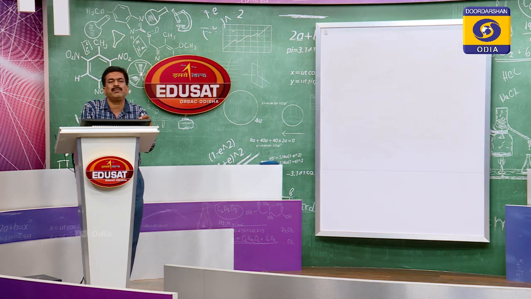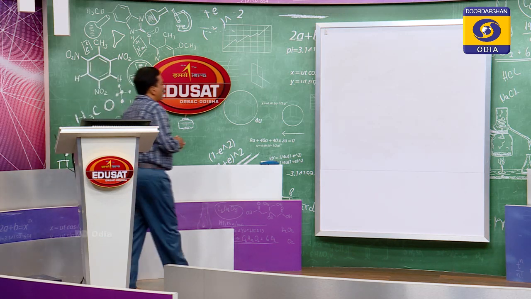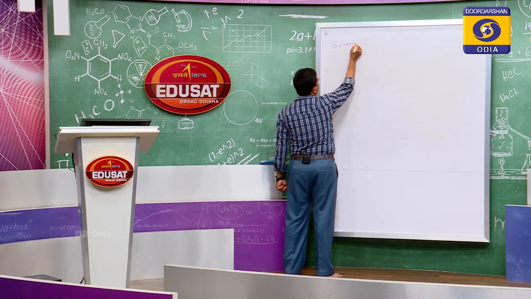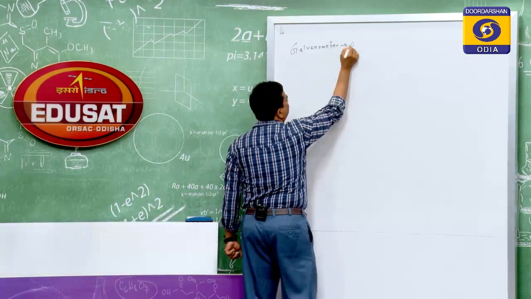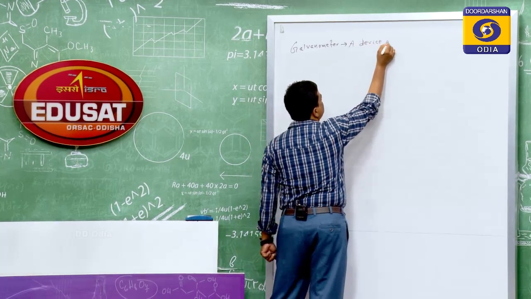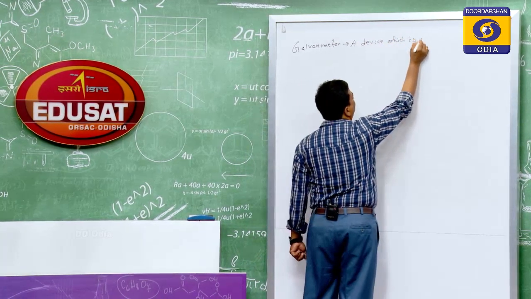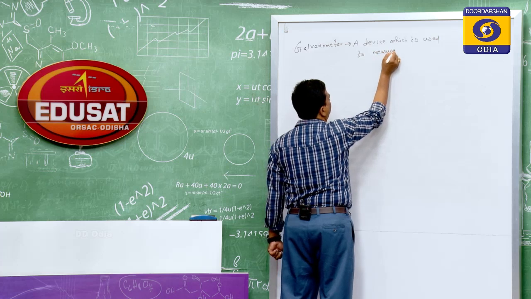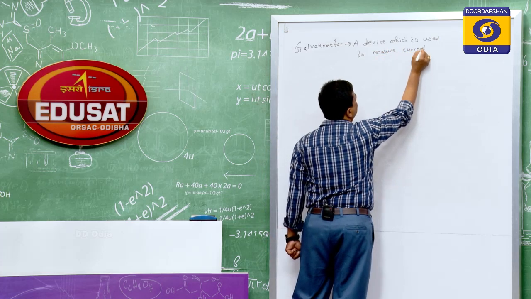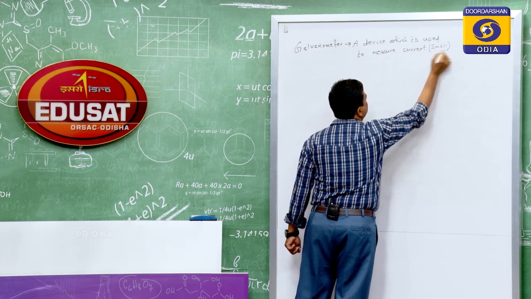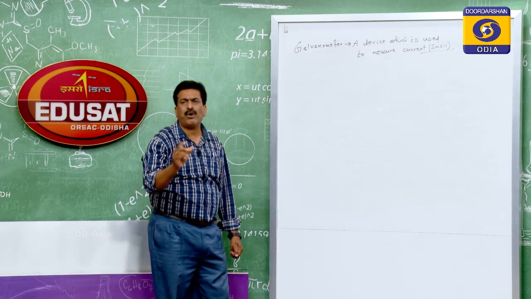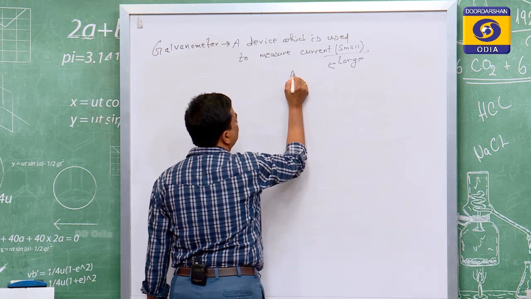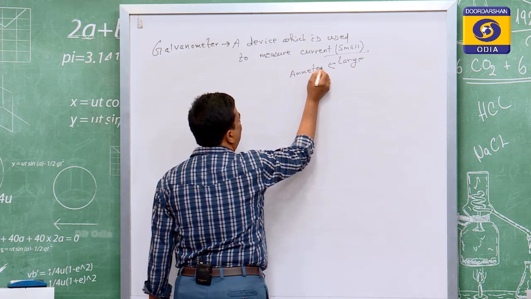So what is a galvanometer? About that one we will first discuss. So galvanometer is a device which is used to measure current. Generally we will say to measure current, and for most approximation, to measure small current. When a large current is to be measured, then that one is the ammeter.